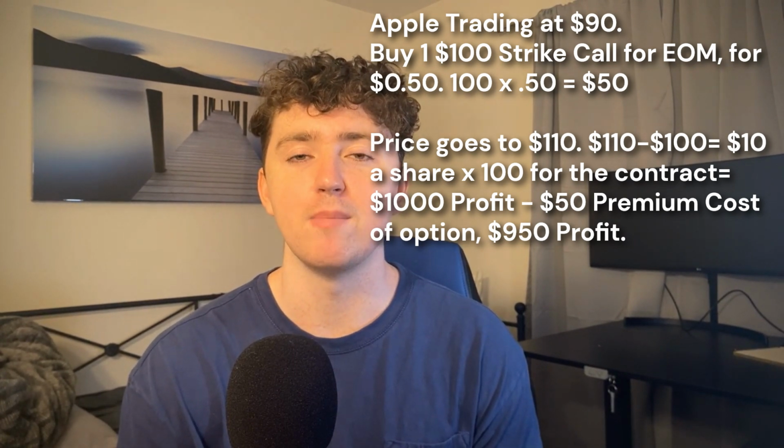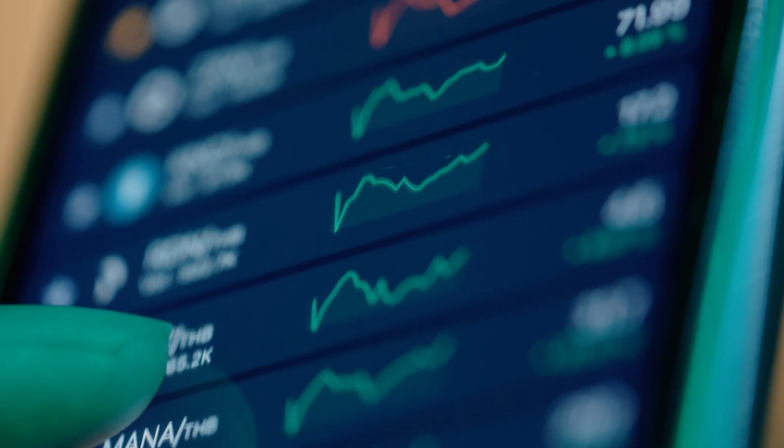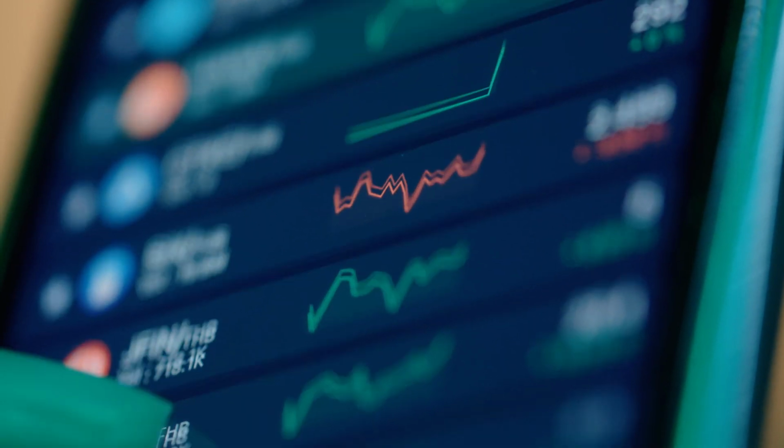So in this case, you got a multiple to the underlying Apple stock going up, and you didn't risk as much money as owning 100 shares of Apple, in this case, which would have cost $9,000. So that's one example of buying a call.